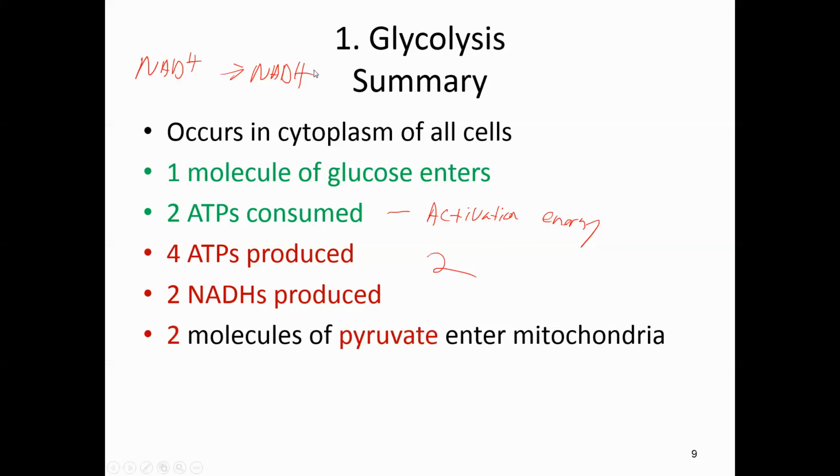We're also going to make 2 molecules of pyruvate. Let me go back. 2 molecules of pyruvate. Pyruvate is a 3-carbon molecule, whereas glucose is a 6-carbon molecule, so it's half of a glucose. So we make 2 of those, and they go into the mitochondria now. That is where they're going next.